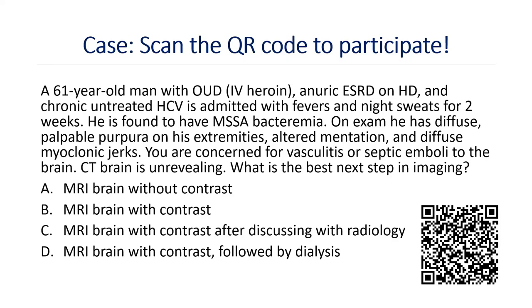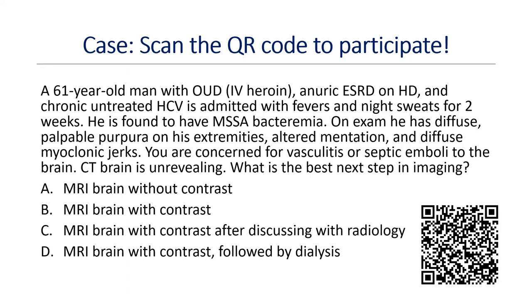We have a 61-year-old man with opioid use disorder and end-stage renal disease on dialysis and chronic untreated hep C. He's admitted with fevers and night sweats for 2 weeks and found to have MSSA bacteremia. On exam, he's got diffuse palpable purpura on his extremities, altered mentation, and diffuse myoclonic jerks. So you're concerned for vasculitis or septic emboli to the brain.